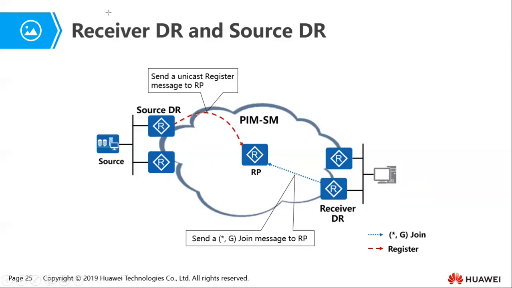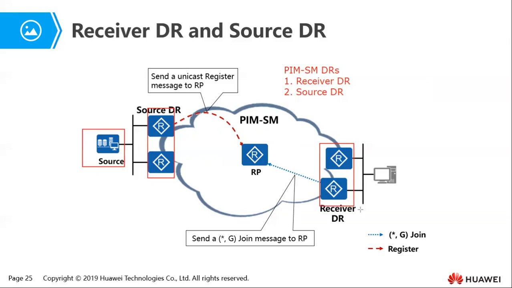In a PIM-SM network, we have two types of DRs. PIM-SM DRs. The first DR is called the receiver DR. The second one is known as the source DR. The source DR is connected to the source of the multicast. So this is the source. Someone here is going to be elected as the source DR. Then the receiver DRs are the routers that are connected to the receiver. So again, one of them is going to be elected as the receiver DR.